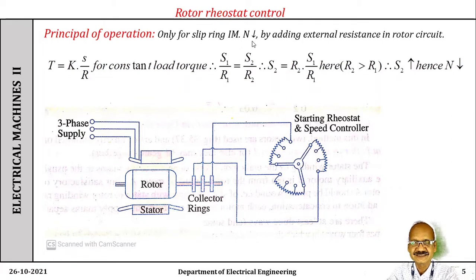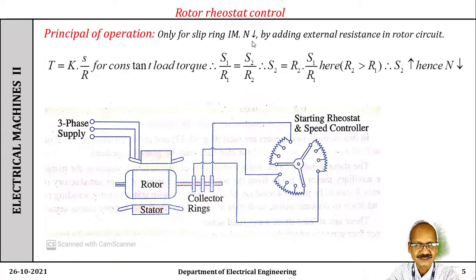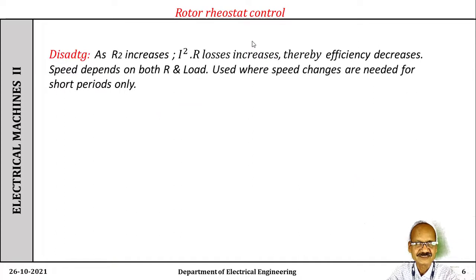Now this method is generally less used because of the disadvantages, that is, the rotor resistance R2 increases, the copper losses I2 square R2 also increase, thereby efficiency decreases, and therefore the speed depends on both the factors, rotor resistance as well as load. Therefore it is used only where the speed change is needed only for a short period so that losses will be limited.